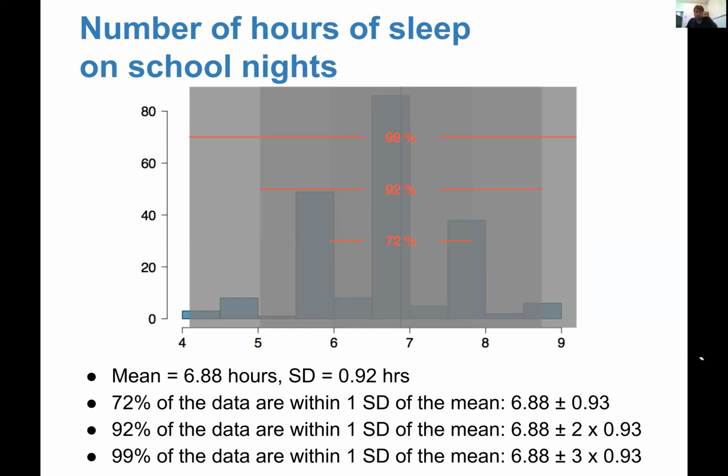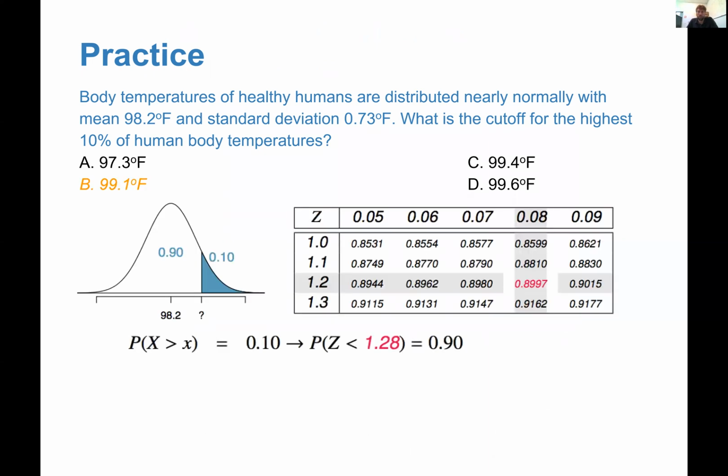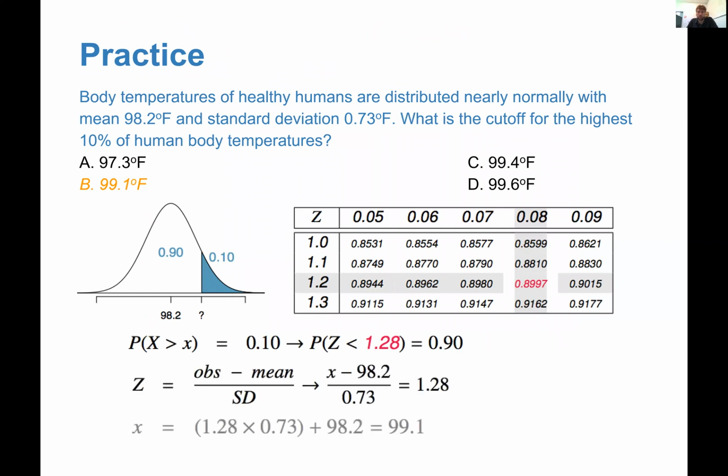All right, let's do another practice problem. Body temperatures of healthy humans are distributed nearly normally with mean 98.2 and standard deviation 0.73. Did I go the wrong way? We already did this. Yep, I messed that up.